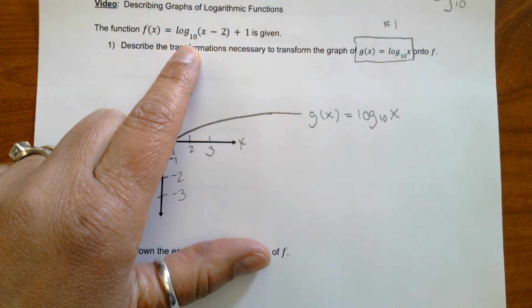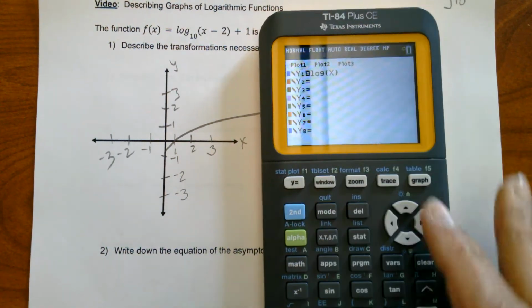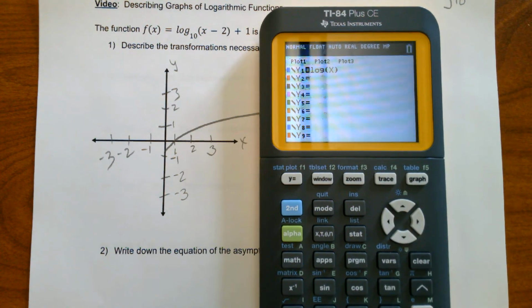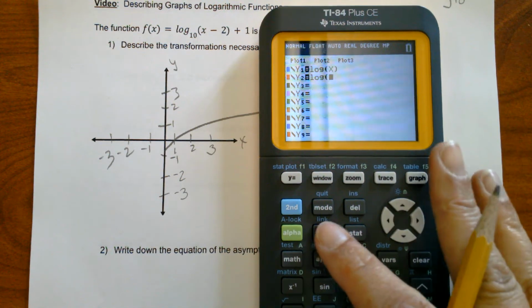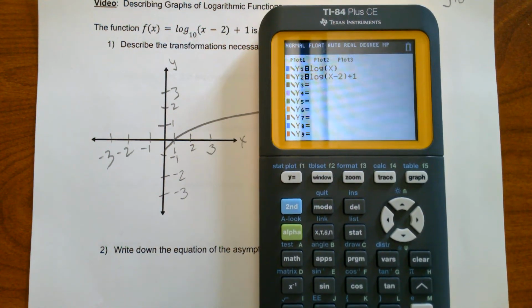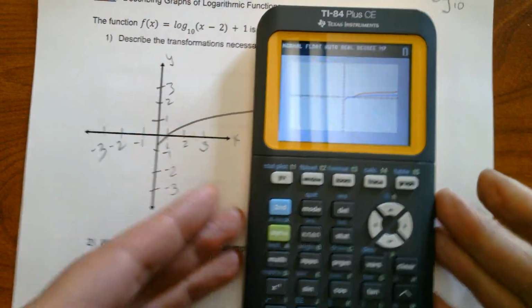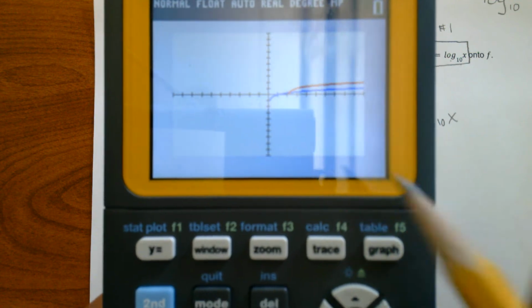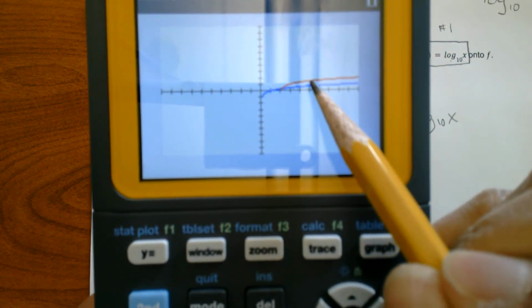All right, now that we have that one, now let's go and see what happens when we put in log base 10 of x minus 2 plus 1. So let's go back to our graphing calculator, press the y equals. We now want to add the second graph in, so we're going to press log. We're going to put x minus 2, closing our parentheses, plus 1. Let's press graph and see what happens. Perfect.